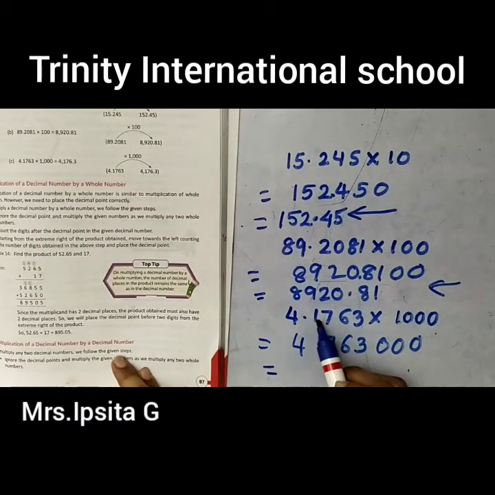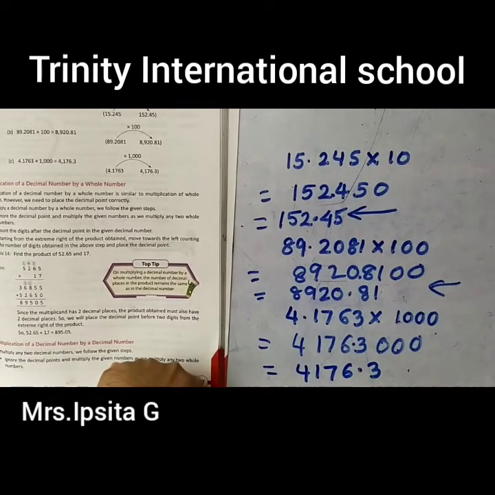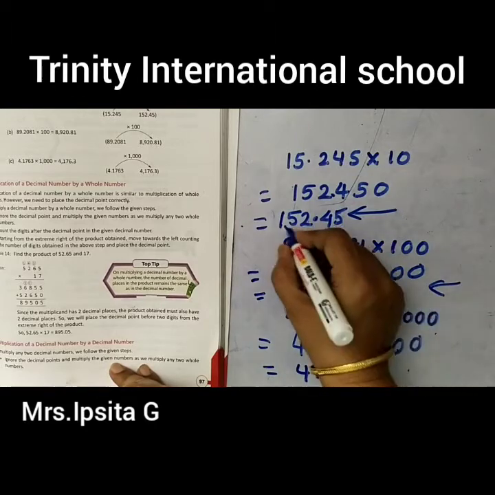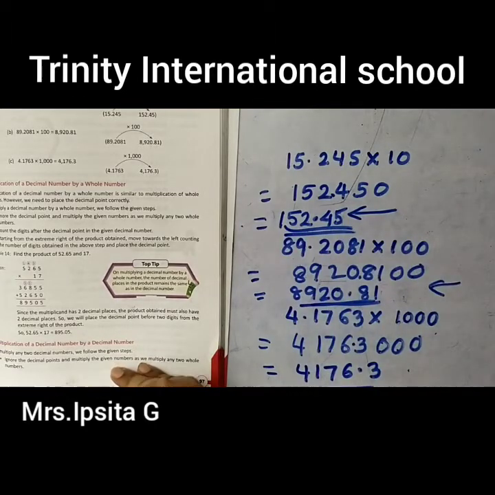How many decimals are there? After decimal, how many digits are there? 1 2 3 4. So again count 1 2 3 4. So your decimal will come here. So your number will be like this. ठीक है, ये 3 0 को हमने नहीं कंसिडर किया है, ठीक है। So like this you are going to multiply the numbers when they are multiplied by 10, 100 and 1000.